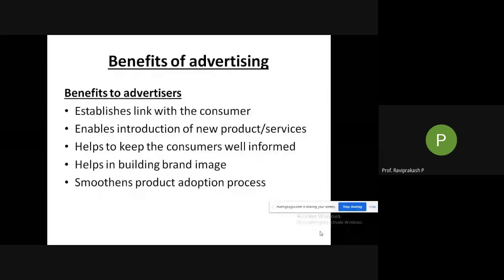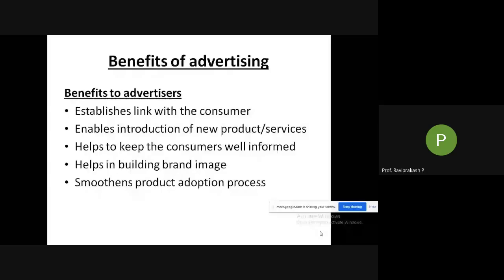Next comes smoothens product adoption process. Adoption process in the sense, for example, you're coming up with a new product into the market. There might be some competitors already in the product market, or some similar products already available in the market. But when you come with your new product into the market, it should not be difficult for the customers to switch.